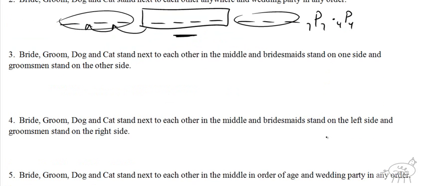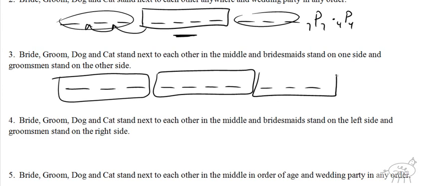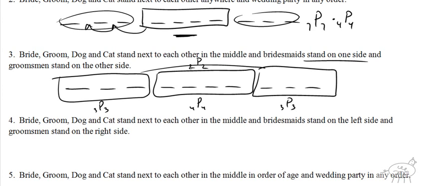Number 3: bride, groom, dog, and cat stand next to each other in the middle, and the bridesmaids stand on one side and the groomsmen on the other side. So the bridesmaids are standing next to each other, and the groomsmen are standing next to each other. These guys are in the middle again, and these are grouped together, and these are grouped together. So this is 3P3, this is 4P4, and this is 3P3. That 4P4 can't move around because they're in the middle. But it just says they stand on one side. How do you know if the bridesmaids are on one side and the groomsmen on the other, or vice versa? So these 2 add an additional 2P2. You multiply those 4 together to get the number of possibilities for number 3.